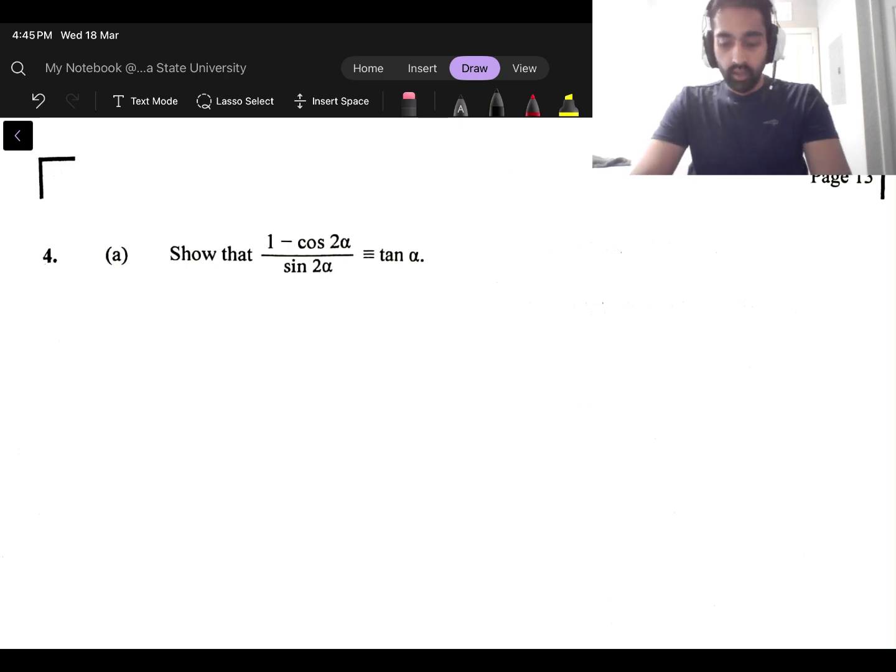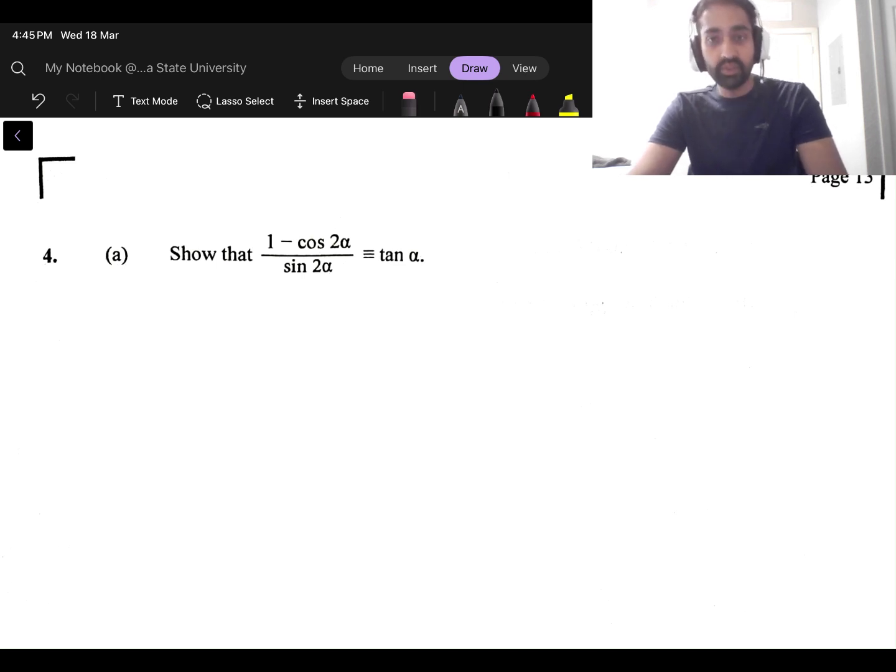Says, show that (1 minus cosine 2 alpha) over sine 2 alpha equals tan alpha. Now, is that a trig proof? The first thing you need to do is know what the double angle formulas for sine and cosine are. Because the left-hand side seems like the one that you could work with best. So we're going to start with the left-hand side.